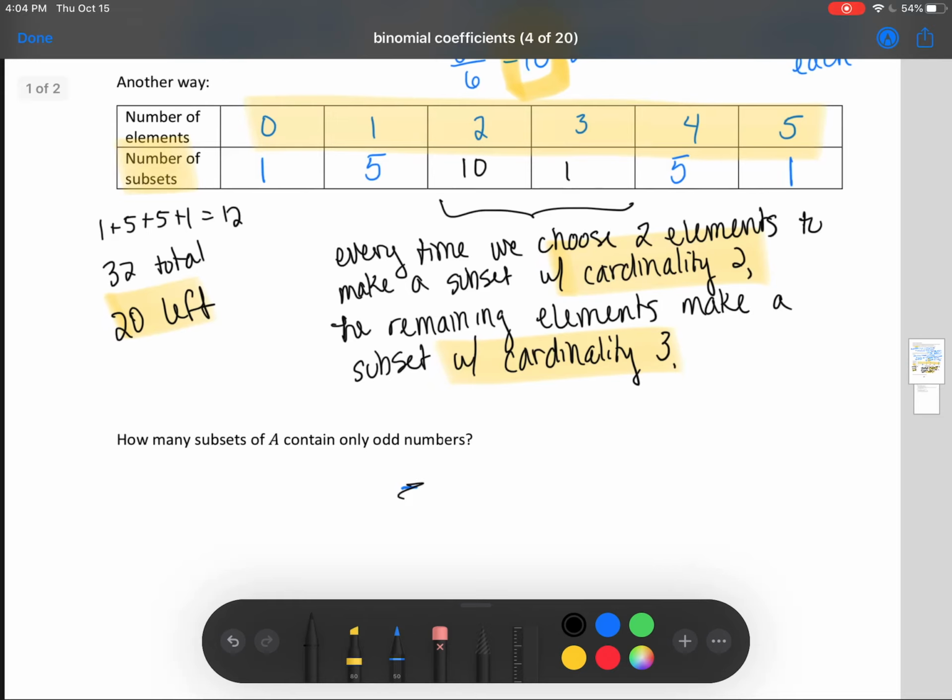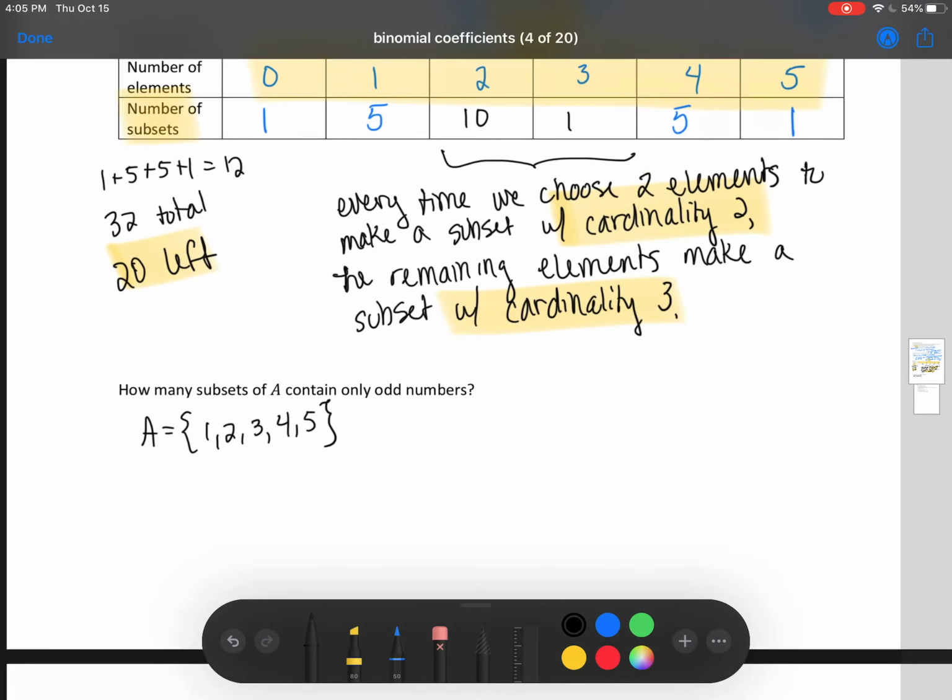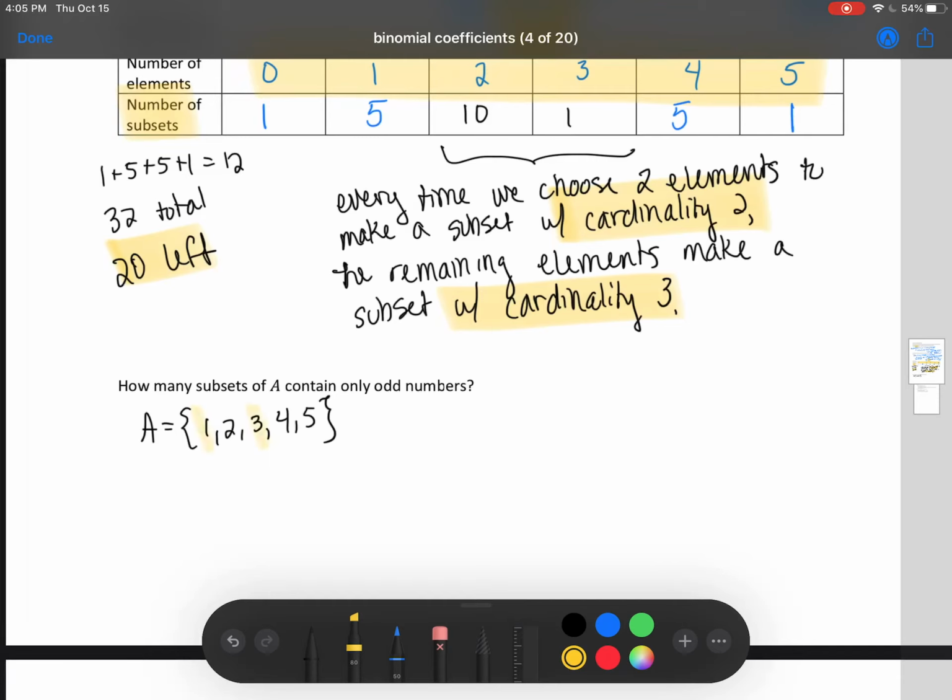All right, now we have one more question here. The last question is, how many subsets of A contain only odd numbers? Okay, so I'm just going to jot down set A again so we remember what it looks like. So we're counting the ones with only odd numbers. Well, the odd numbers in this set, of course, are 1, 3, and 5. So in other words, we're asked how many subsets of this set, 1, 3, 5.